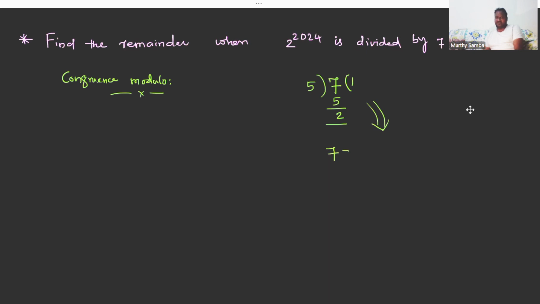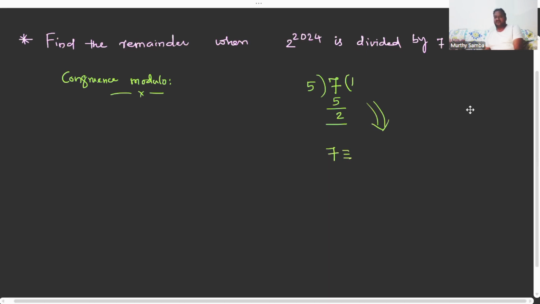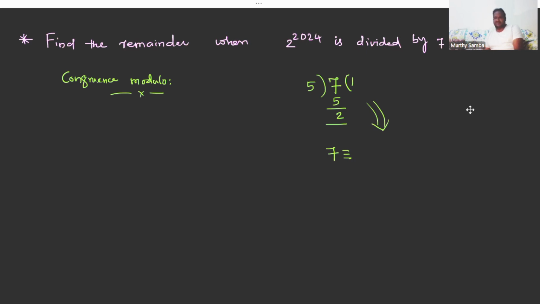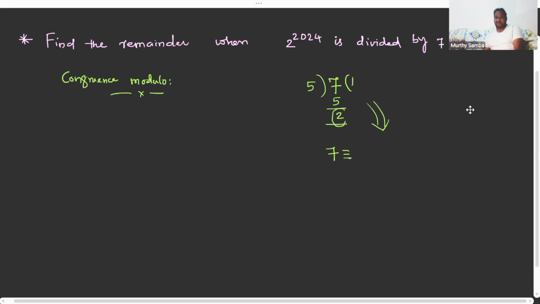7 is congruent to, you have to read this symbol as congruent to. This congruent is different from our congruence in triangles. Okay, this is congruence in number system. So 7 is congruent to, you are dividing 7 by 5, right? What do you get as the remainder? You get the remainder 2. So 7 is congruent to 2 modulo 5. This is what is congruence modulo.